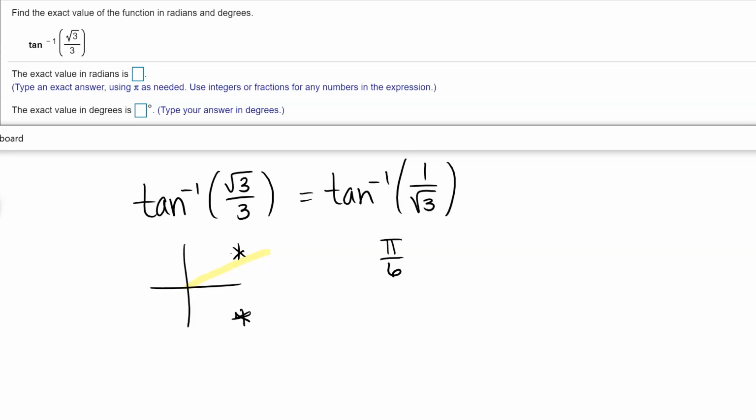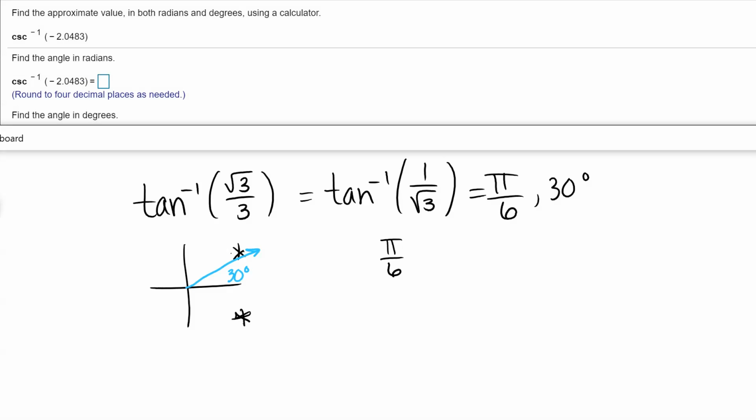Wow, settle down there. I'm going to keep it positive, keep it in the first quadrant here. So that's 30 degrees or pi over 6. Yeah, cool, good. Two more, come on, let's do this.